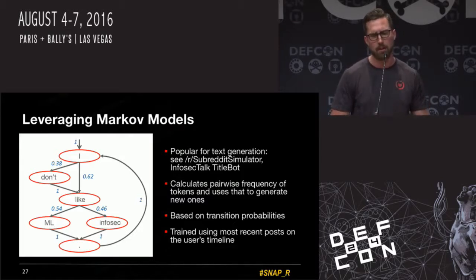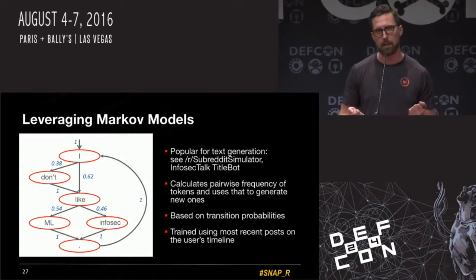But how it works is using the Twitter API, you can go and grab the last X posts on someone's timeline, right? 200, 500,000, however many you want to grab. And we call this the corpus. So you take your corpus and you want to learn pairwise frequencies of likeliness between these words, right?